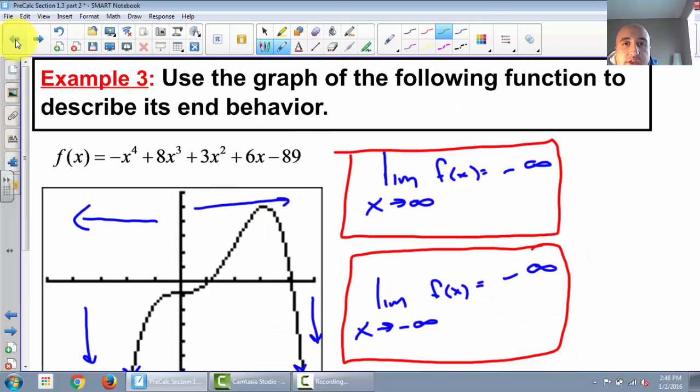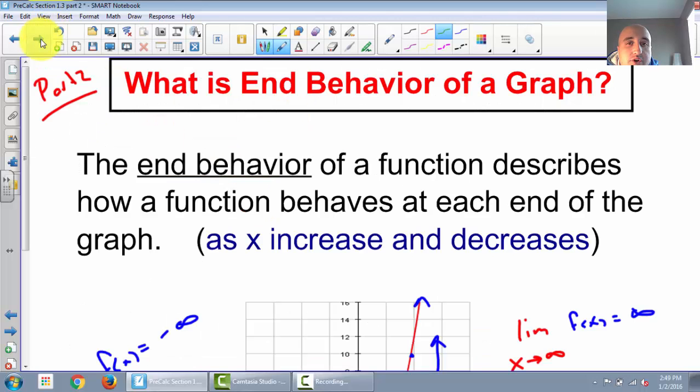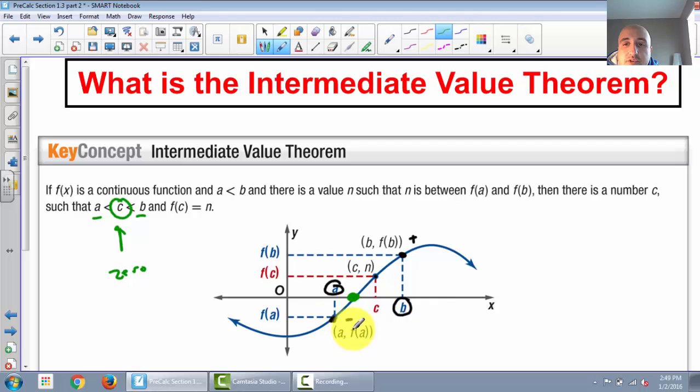Okay? So that's end behavior. How does the graph function look on the right-hand side and the left-hand side? And then how can we determine if a function has zeros based on the intermediate value theorem? If a number is negative and then it turns positive, there's got to be a 0 in between there.